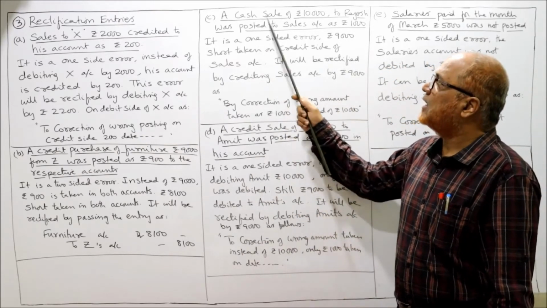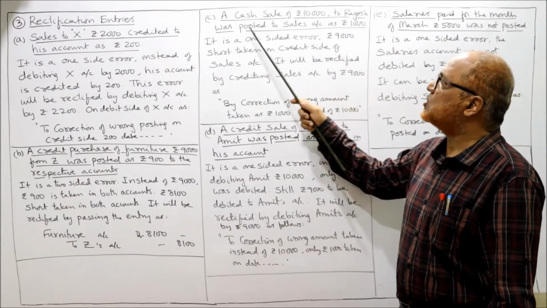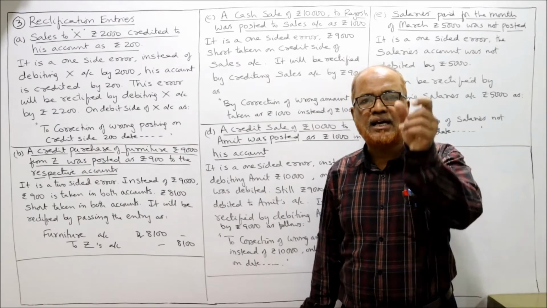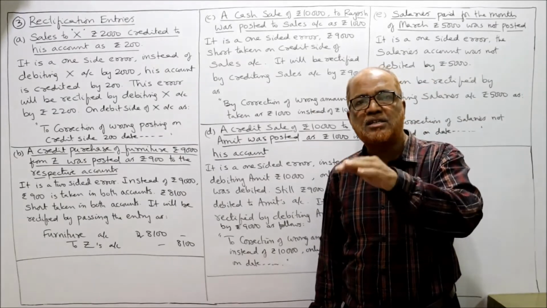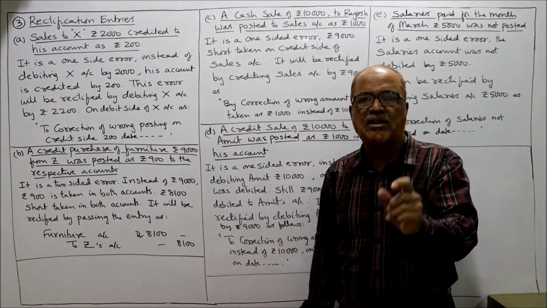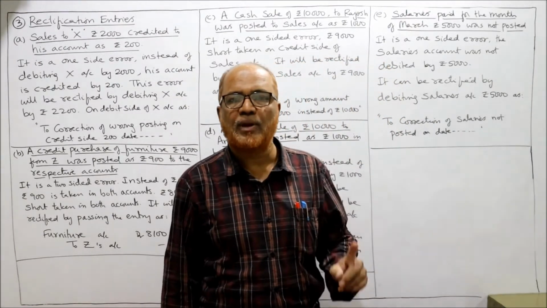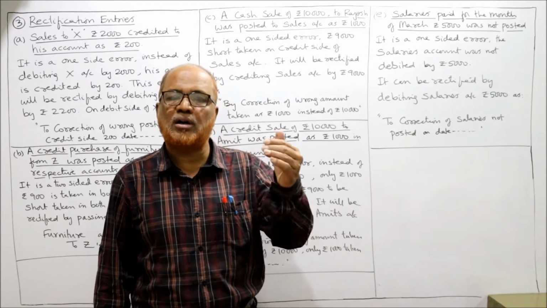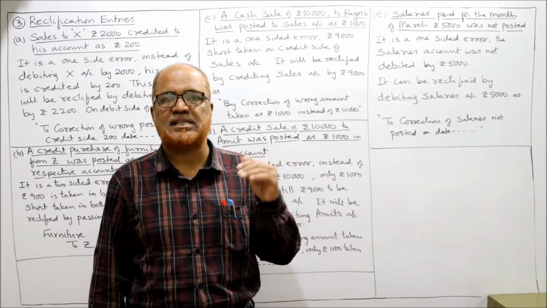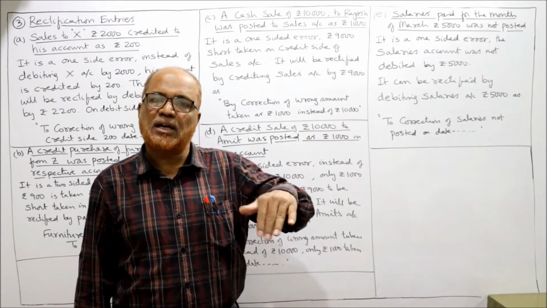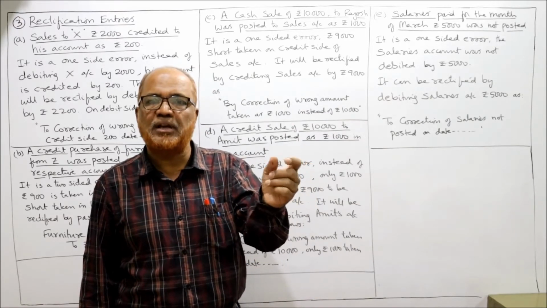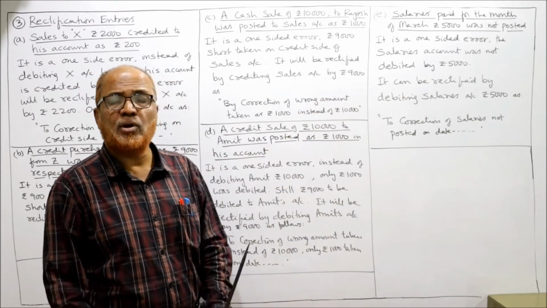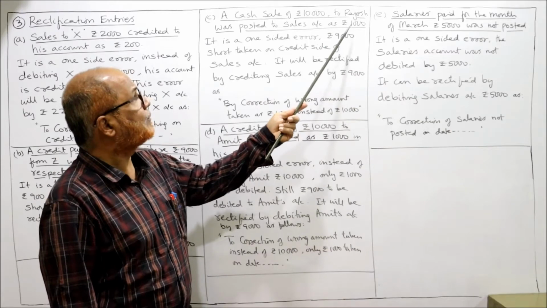So what is the error? A cash sale of 10,000 to Rajesh was posted to sales account as 1,000. By mistake, in sales account credit side, instead of taking 10,000, we have taken only 1,000. So 9,000 rupees short we have taken on credit side of sales account. Now how to rectify? The credit side of sales account should be increased by 9,000, because instead of 10,000 we have taken only 1,000.